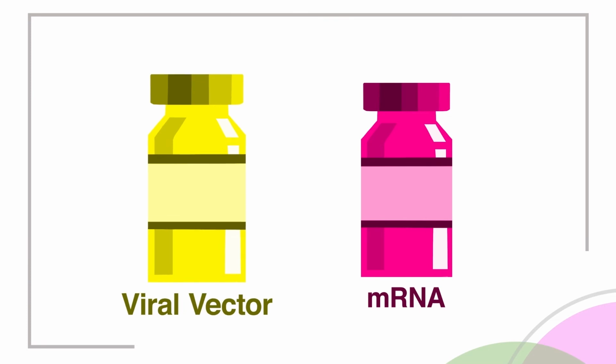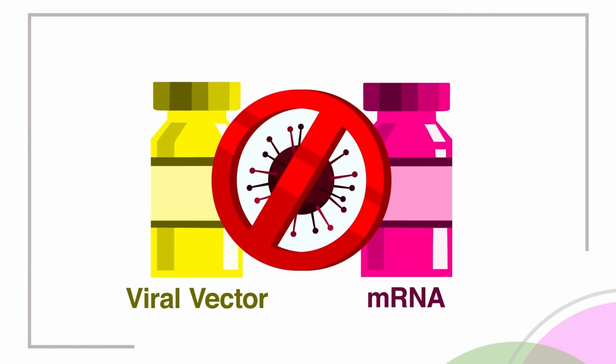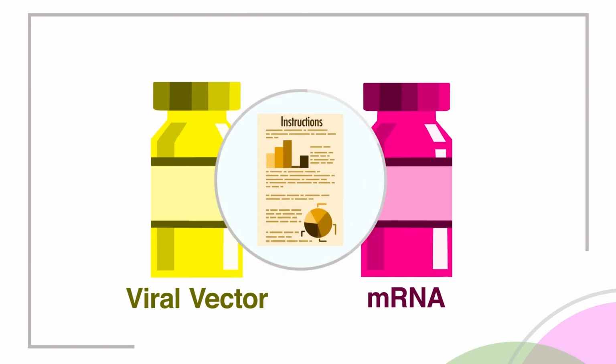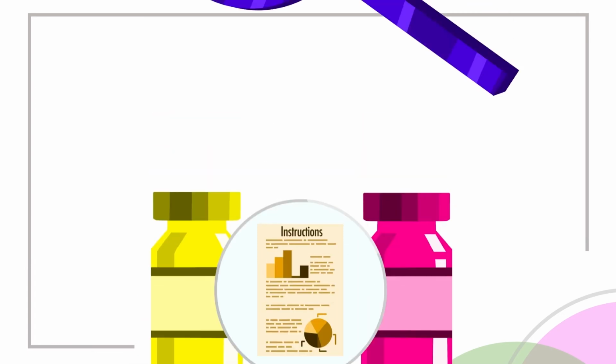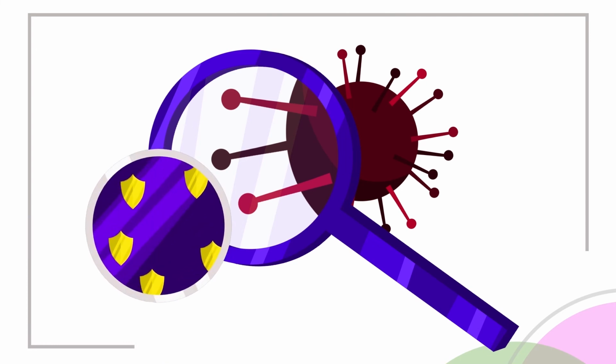Both the viral vector and the mRNA vaccines contain no COVID virus or parts of COVID virus. Instead, these vaccines contain instructions for your own cells to create copies of a small part of the COVID virus. What part? The spike protein, the target for your immune system to attack.